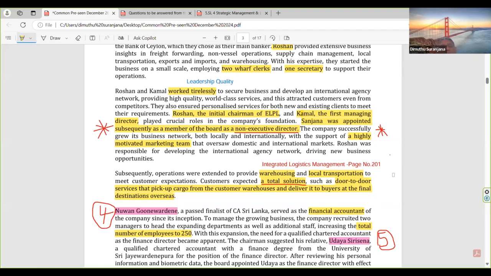Roshan was responsible for developing the international agency network, driving new business opportunities.